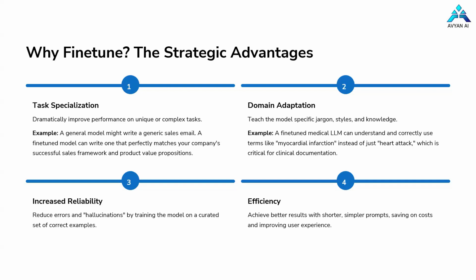Most of these things are what we discussed. So, task specialization. The example we gave is that a generic model might write a generic sales email, but a fine-tuned model perfectly matches your company's successful sales framework and product value propositions. Whatever documents you have, you can give them so that going forward it will use those things for any reply it needs to give.